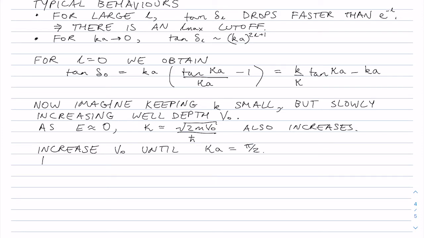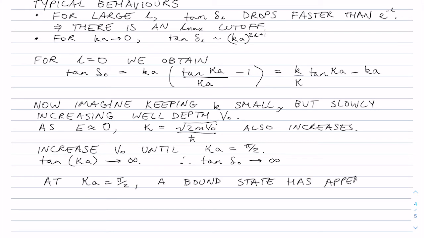Now what happens? That means that tan of kappa A is going to infinity, and that means that tan of delta naught is also going to infinity. So what's happened? It turns out that at kappa A equals pi on 2, a bound state has appeared in the well. Now this is where it's a big advantage to have chosen a simple well shape like the square well. So let's quickly remind ourselves of what bound states in square wells look like.